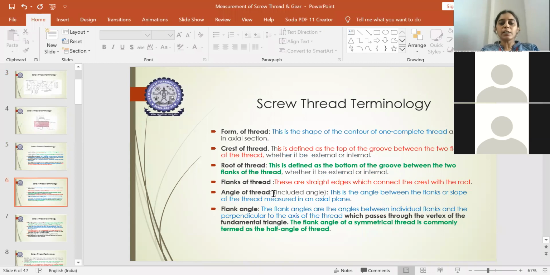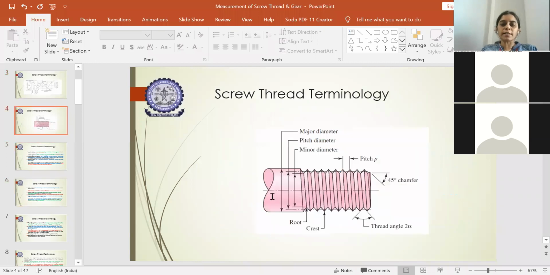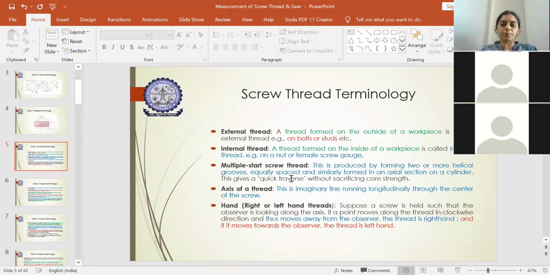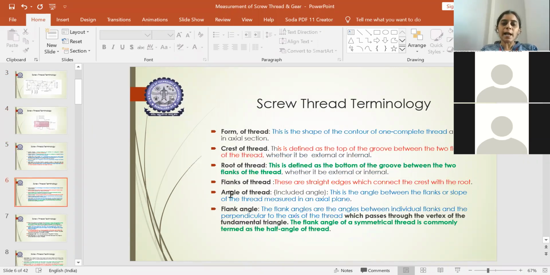So next is angle of the thread. This is the angle made between the flanks or the slope of the thread. So this is called the flank angle. The angle made between the two slant edges or two straight edges, that angle is said to be the flank angle.